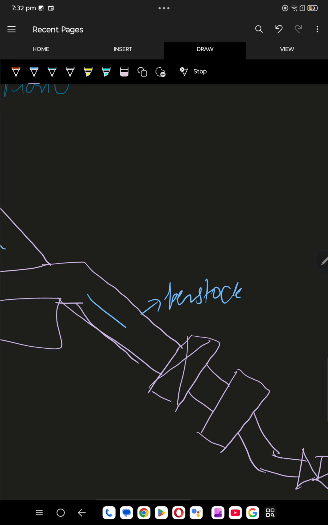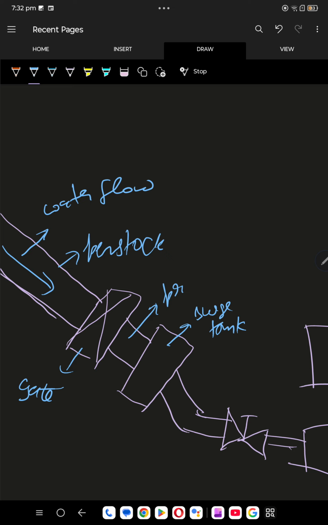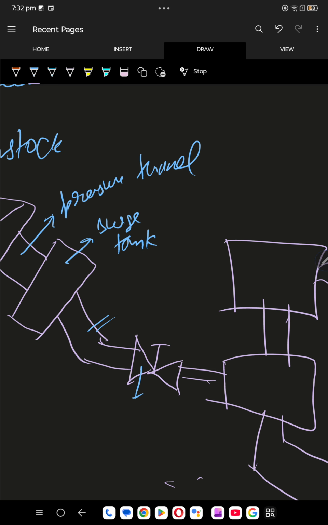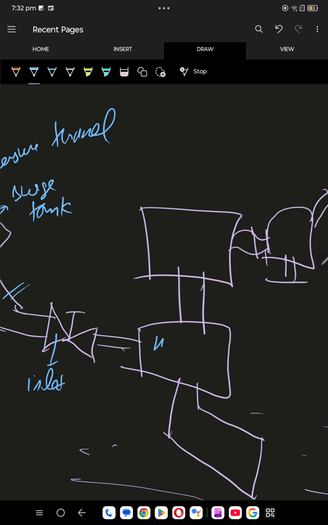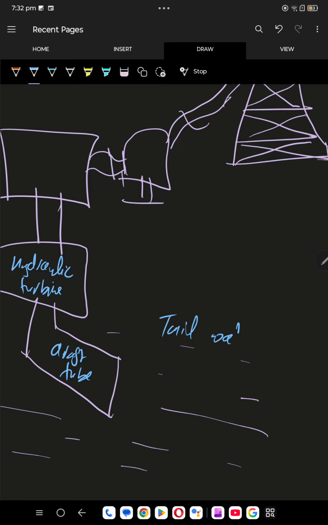And water basically flows here, so I'll just write here water flow. I'll explain the mechanism also, just give me some time. This is known as the gate, which can be opened and closed for the water flow. This is known as the surge tank. This is the pressure tunnel. Then you have this penstock. This is known as the inlet, which leads to the hydraulic turbine. This is known as the draft tube, and this is the tail water level.